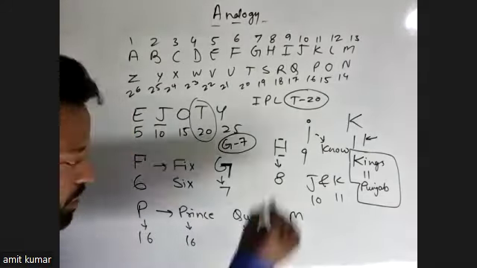Sir, please explain H again. P, sir, for H. P is also looking like 6 but it is 16. For H, if I close the upper side and lower side of the H, then it will look like 8.